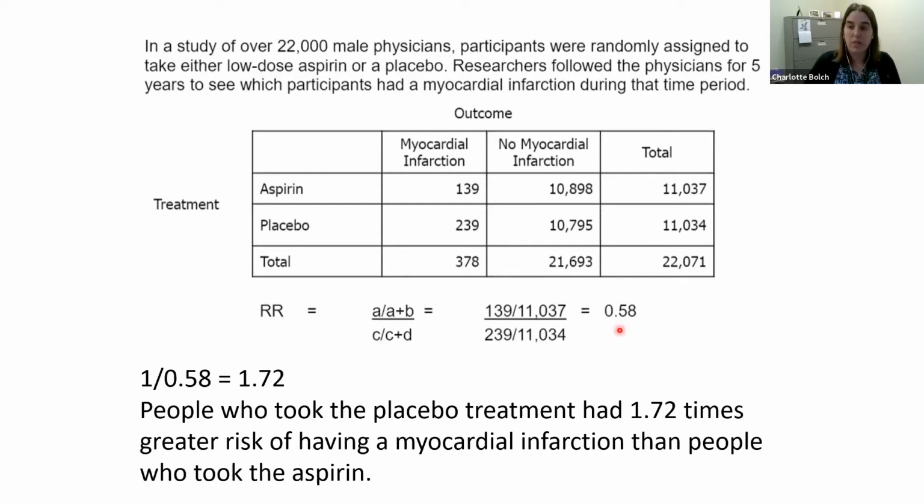Thinking back to the odds ratio slide, I said that a value less than 1 means there's a protective effect. We can use that same type of interpretation for relative risk. However, a risk ratio less than 1 is pretty confusing to interpret as 0.58 times greater, so we usually take the inverse. We go 1 over the relative risk and get a value of 1.72. We can interpret this as the people who took the placebo having 1.72 times greater risk of having an MI than people who took aspirin.